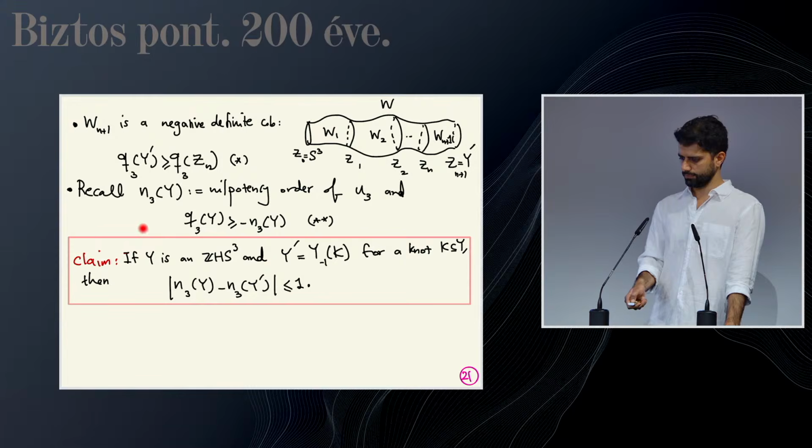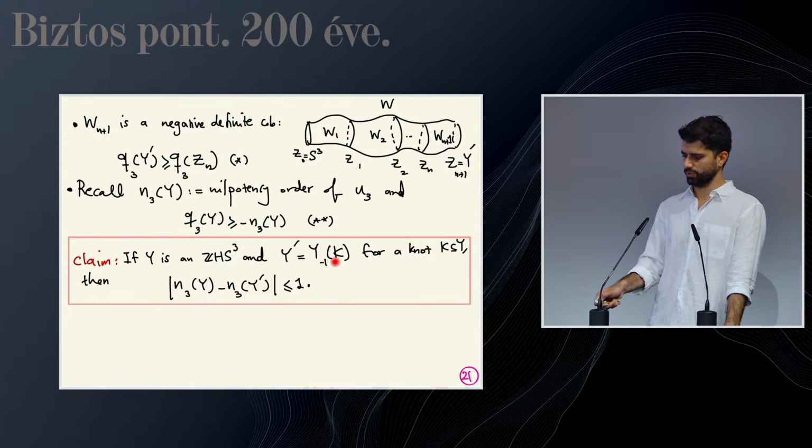So the claim here is that, again, we have an integer homology sphere, and we have another 3-manifold which is given by -1 surgery on that knot. Then what is true is that the nilpotency orders of Y and Y prime differ by at most 1.